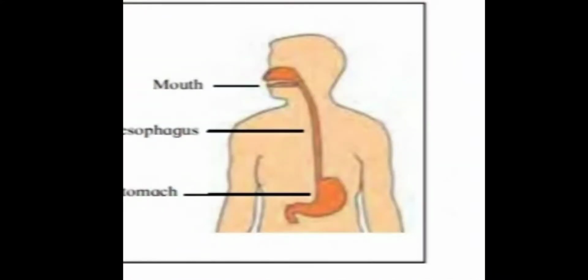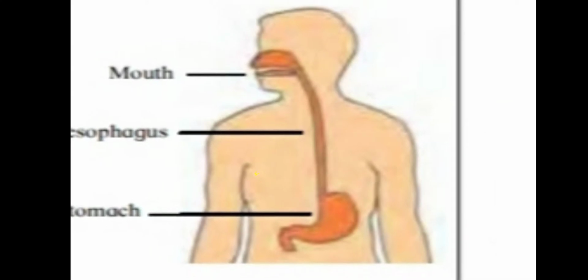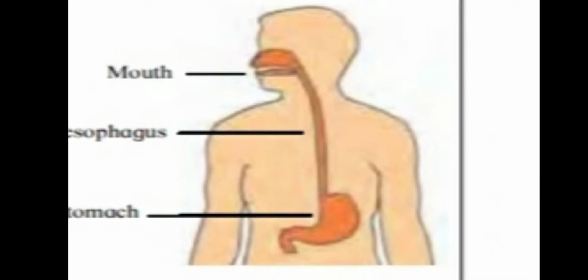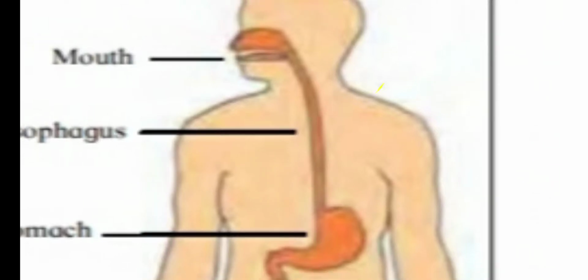How are the flexible walls of the esophagus useful? Here we have seen the walls are flexible. So how is it useful? The swallowed food needs to be sent further to the stomach by the esophagus. As you swallow the food from the mouth, it should be sent to the stomach, so it passes through the esophagus. The flexible walls of the esophagus help to push the food in the forward direction. So it is easy to pass the food from the mouth to the stomach.